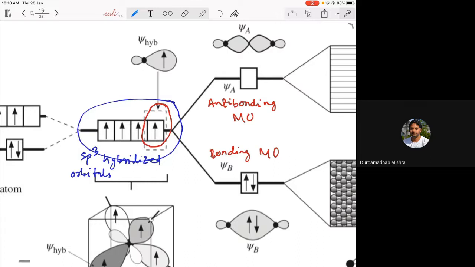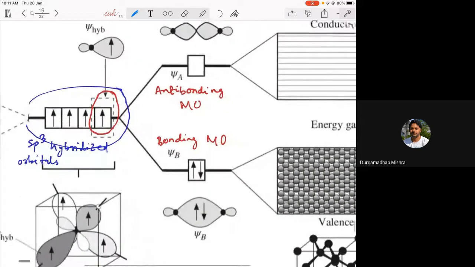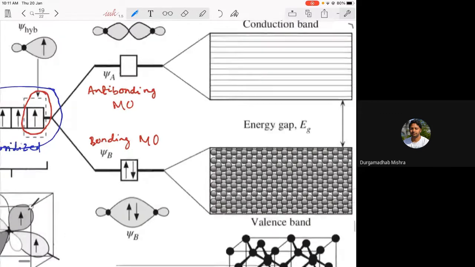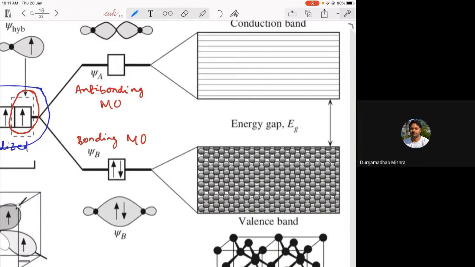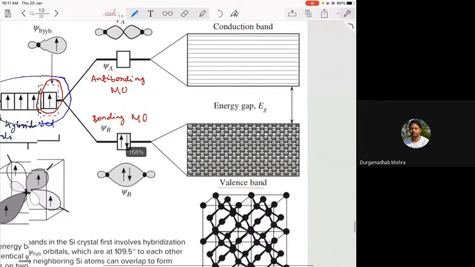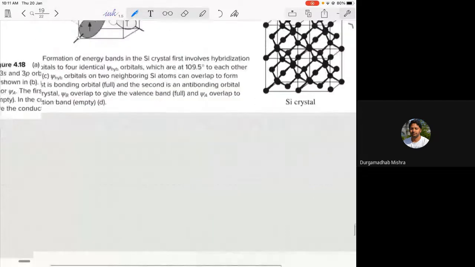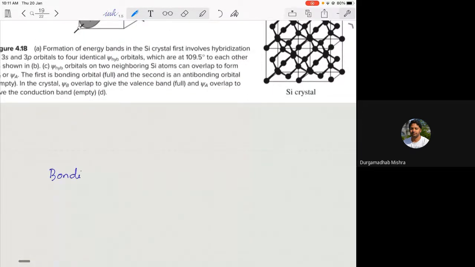This is like when we bring two atoms together. Now, if we bring n number of atoms, what happens? Basically, this bonding orbital will further split, depending on how many atoms there are. So this bonding orbital will form one energy band, which is known as the valence band. So the bonding MO will form the valence band.